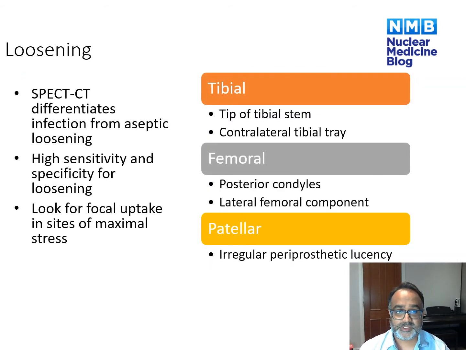SPECT-CT is very useful in differentiating aseptic loosening from infection. It has a high sensitivity and specificity for loosening. And one thing that's very helpful is to look for focal uptake in the sites of maximal stress. For instance, in the tibial component, you will often see focal increased uptake at the tip of the tibial stem and within the contralateral tibial tray. In the femoral component, you will see increased uptake in the posterior condyles, and some authors have reported increased uptake in the lateral femoral component as a specific indicator of loosening.